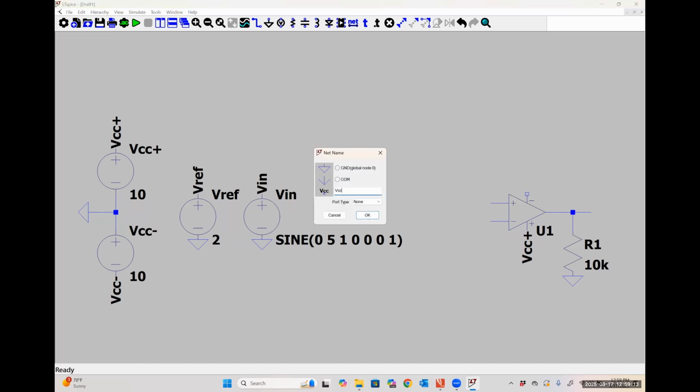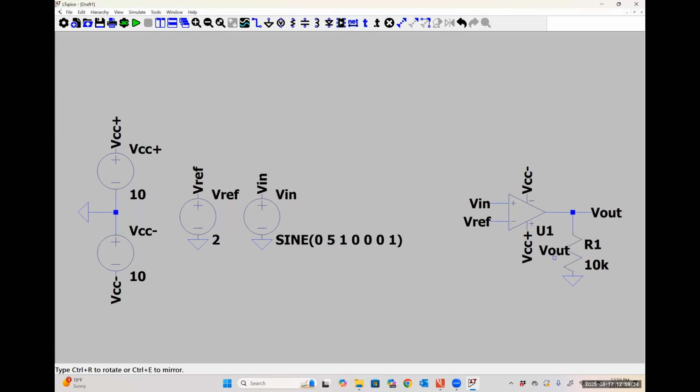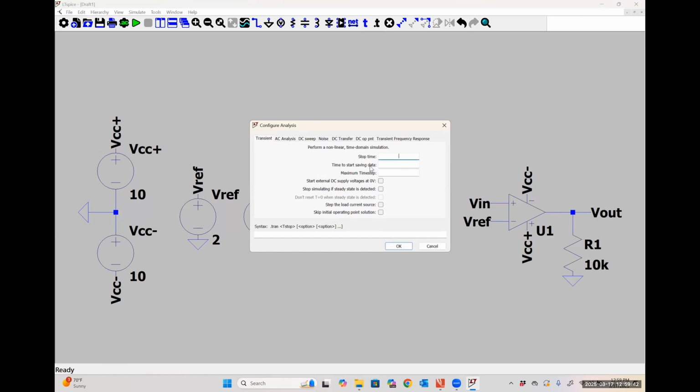Similarly, I'll do a VCC minus, put it up here. I'll have a V in. So my input voltage should be on my non-inverting input terminal. My reference voltage should be on my inverting input terminal. And lastly, I'm just going to label my output voltage node here. And now I'm going to choose to do a transient simulation. And I'm going to run it for 1 second, which is just one cycle of the input.